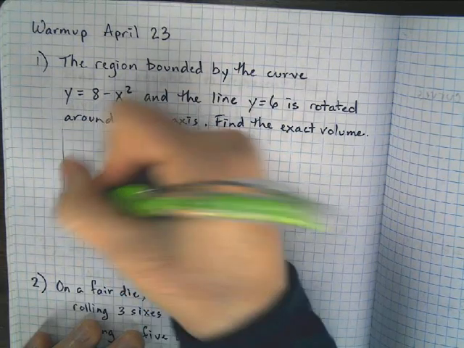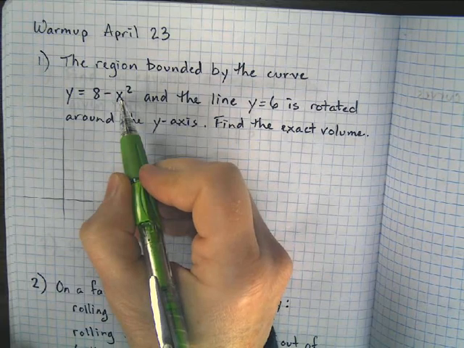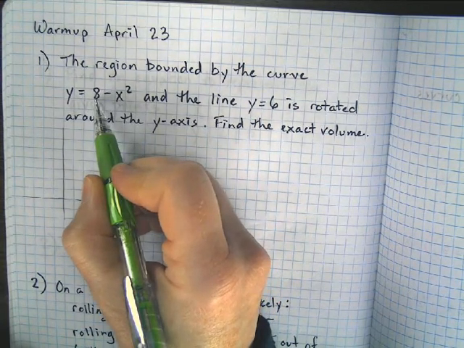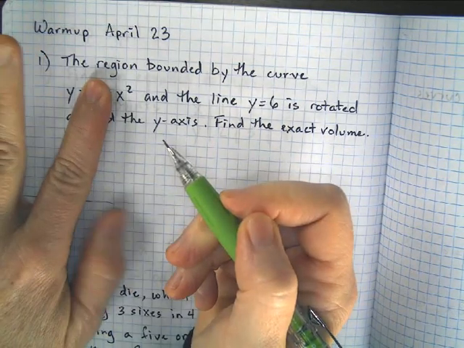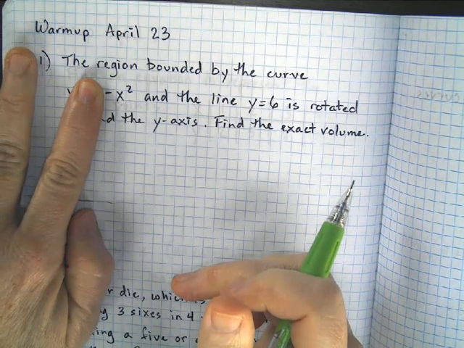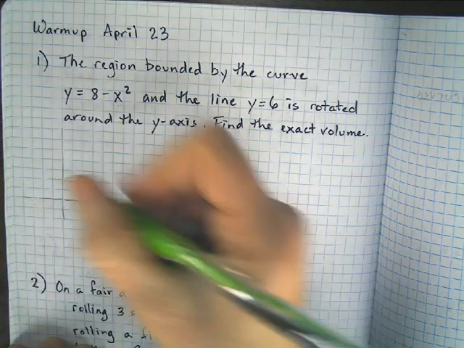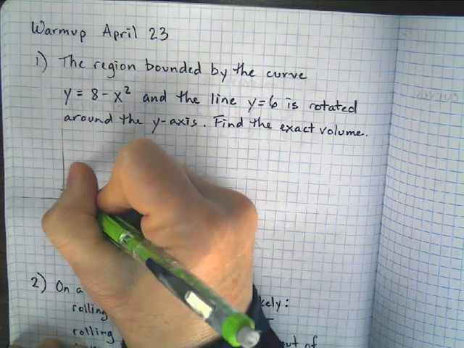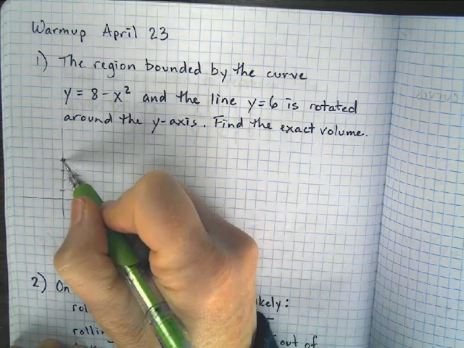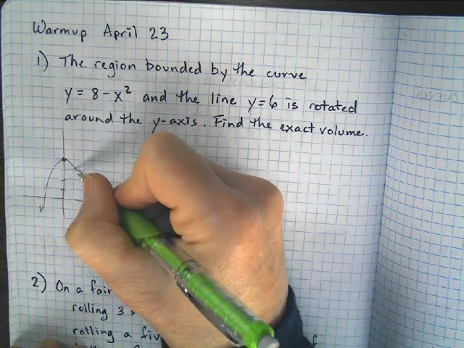So if I sketch this, I know this is going to be a parabola, and it's going to be an upside-down parabola. If it was just x squared, it would be your normal parabola, and since it's negative, that turns it upside down, and then this number here shifts it up. So it's been shifted up 8. I'm going to count by 2s here: 2, 4, 6, 8. So here's where the vertex is going to be, and it's going to come down like that.